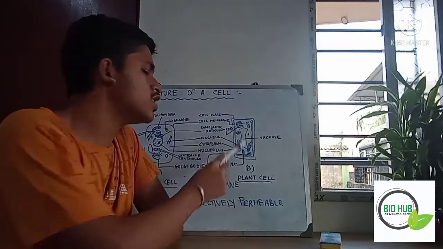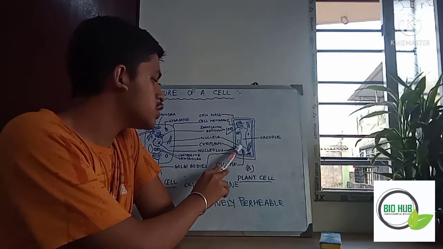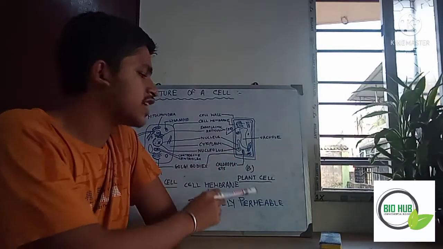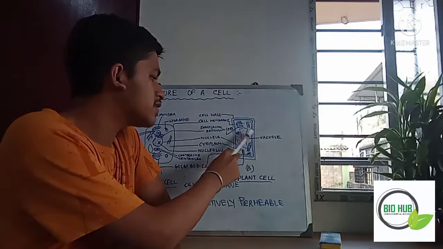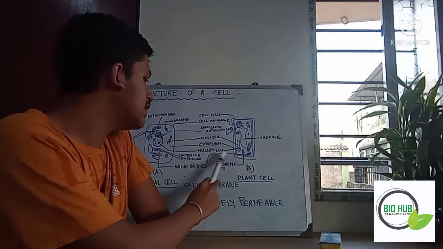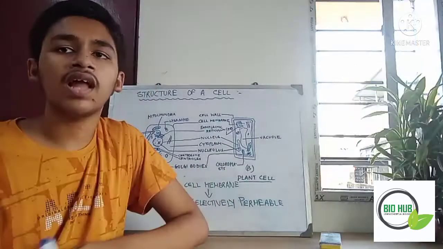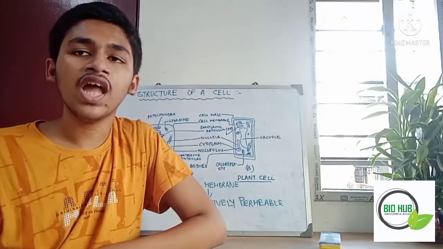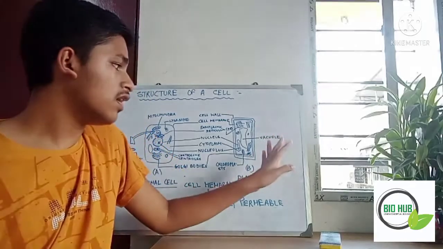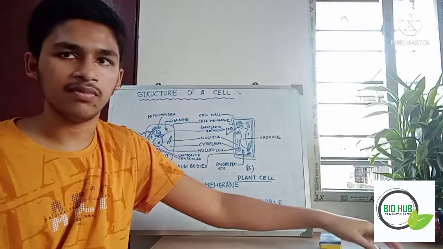Endoplasmic reticulum is also found here. This is the nucleus, and this one is the nucleolus. The white substance is the cytoplasm. This one is the vacuole. This one is the chloroplasts. These are the Golgi bodies. This is what the plant cell was. Now we will discuss one by one the cell organelles found in the plant cell and the animal cell.